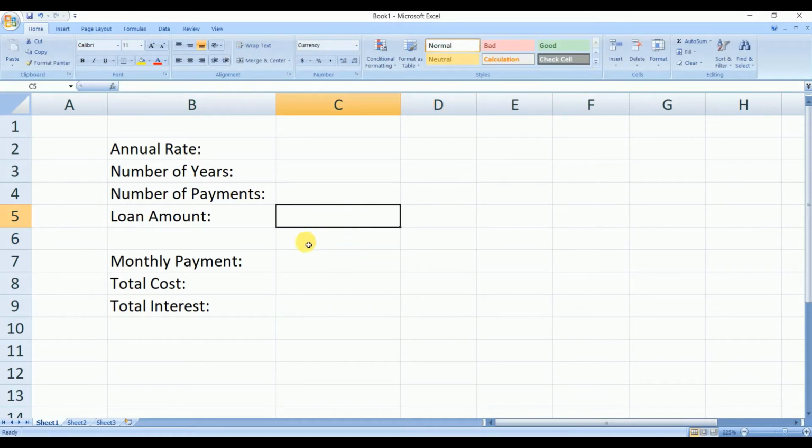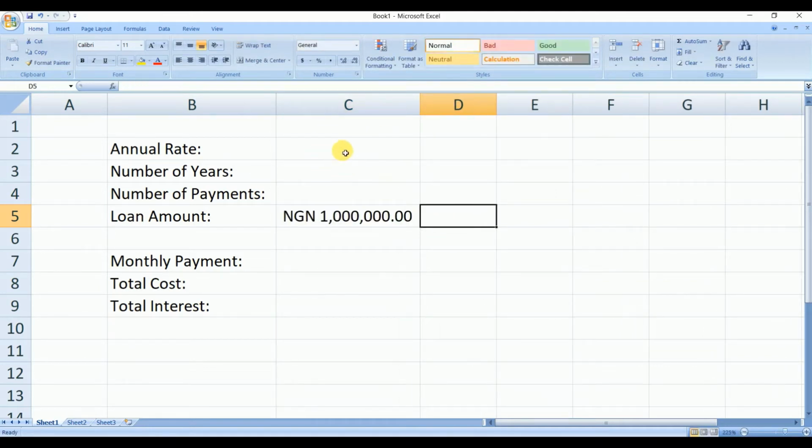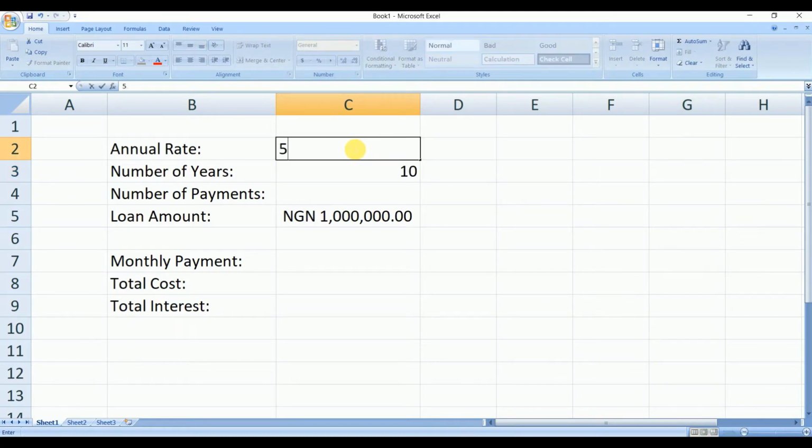So now the first thing we're going to do will be to indicate how much we will collect as loan from the bank. Let's assume the bank gives us 1 million Naira, and we are told to pay off this money in 10 years at the rate of 5% interest rate.